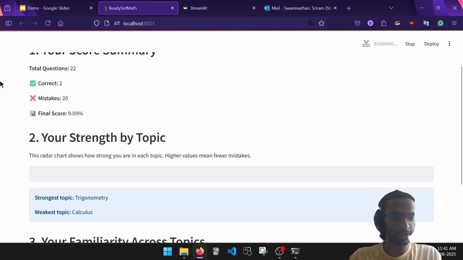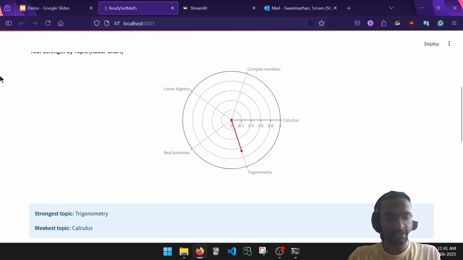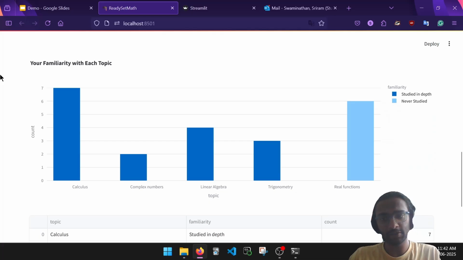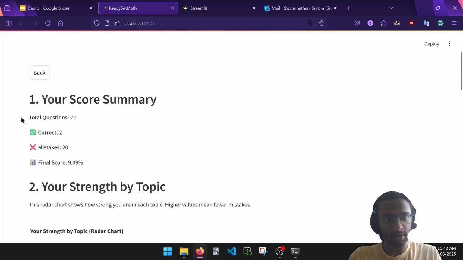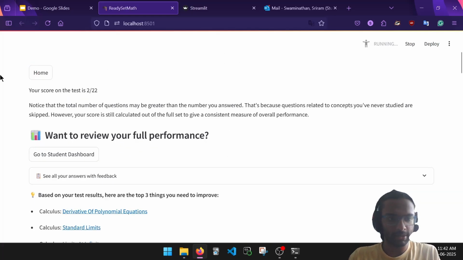In the student dashboard, I see my strengths. This is a radar chart. Things that are closer to the boundary indicate strength, and things closer to the center indicate things I'm weak at. Obviously, I'm quite good at trigonometry, but calculus, not so much. I also see my familiarity with each topic. This can help me understand and remember my scores and also interpret them.